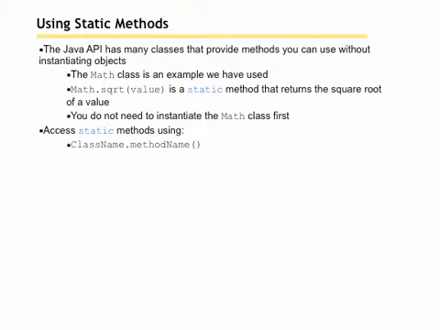The Java API has many classes that provide methods you can use without instantiating objects. The Math class is an example of one that we've used. Math.sqrt or Math.pow or Math.max or min. And those are static methods. You do not need to instantiate the Math class first because they are static methods. You just say Math dot to access them. So you access a static method by using the class name dot and then the name of the static method.